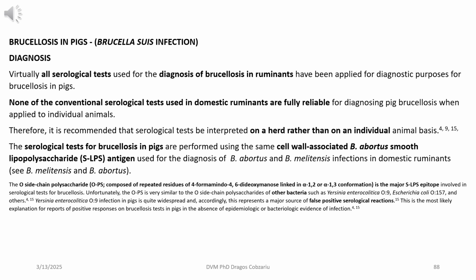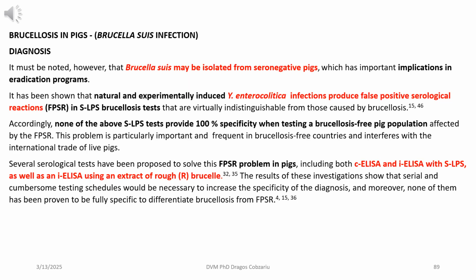The serological tests for brucellosis in pigs are performed using the same cell wall-associated B. abortus smooth lipopolysaccharide, SLPs, antigen used for the diagnosis of B. abortus and B. melitensis infections in domestic ruminants, CB. melitensis and B. abortus. It must be noted, however, that Brucella suis may be isolated from seronegative pigs, which has important implications in eradication programs.